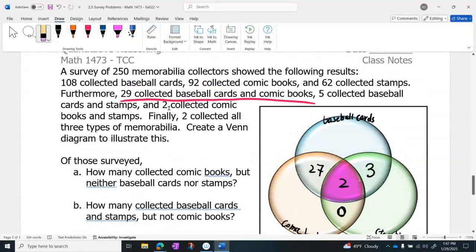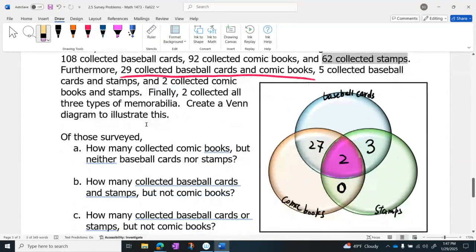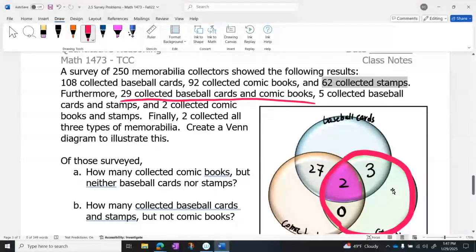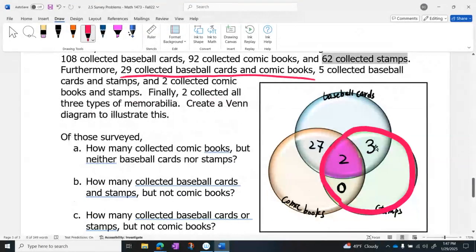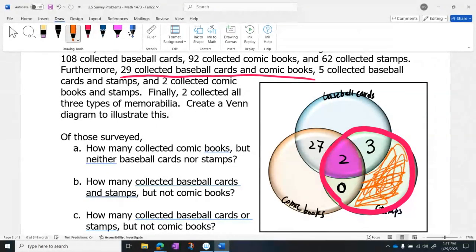Let's see what's the information before this piece. It says 62 collected stamps. Does that mean in this circle on the bottom right, which I just highlighted, we should have 62 elements in it? In this circle, we should have 62 elements, right? Then how many are in this region? How many in this region? How many there?